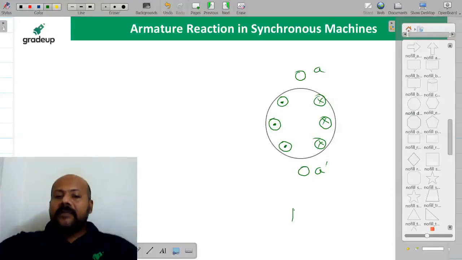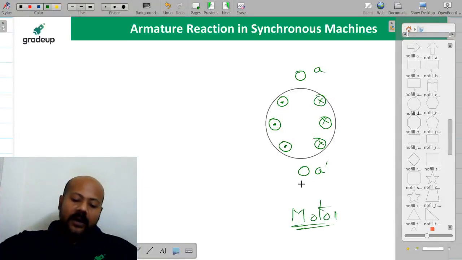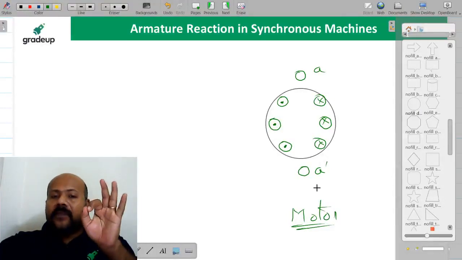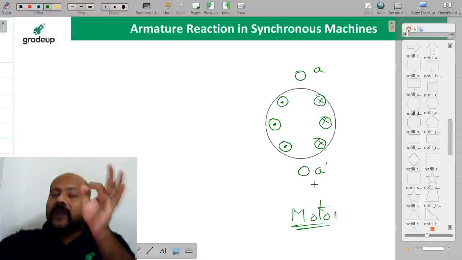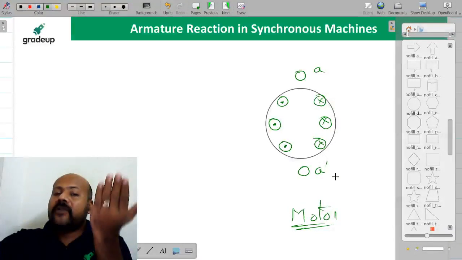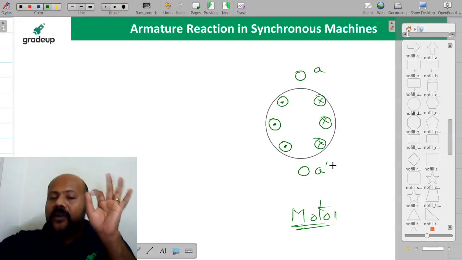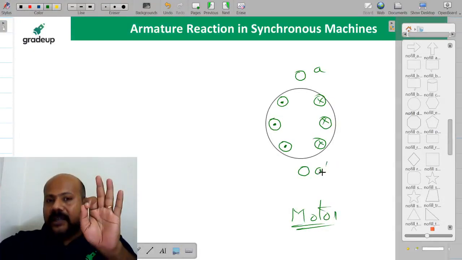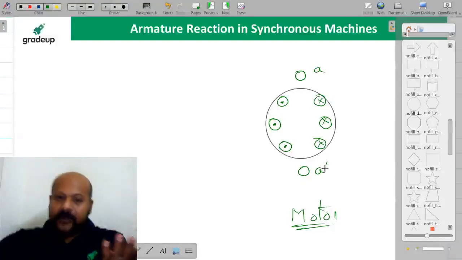Now if I am discussing right now the case of the synchronous motor, all of you please tell me what is the change. What is the first change you are going to observe if you are going from a generator to a motor? The first change is that the direction of armature current is going to be reversed.